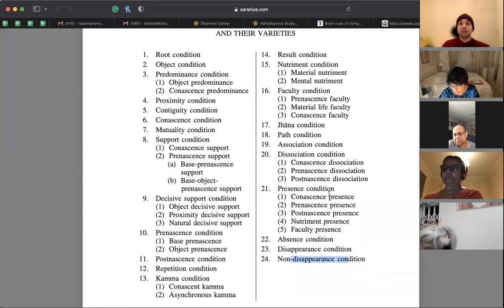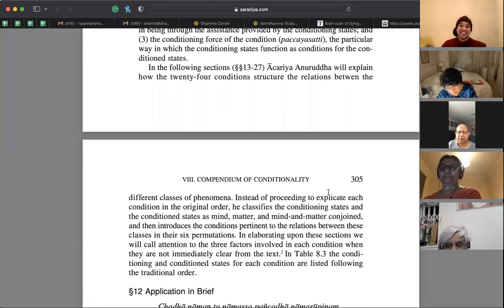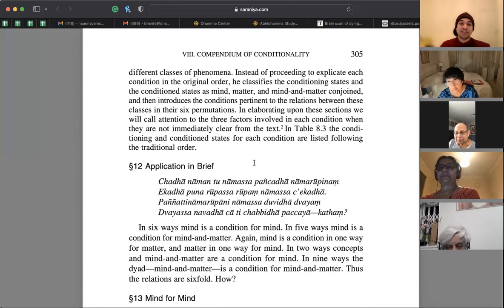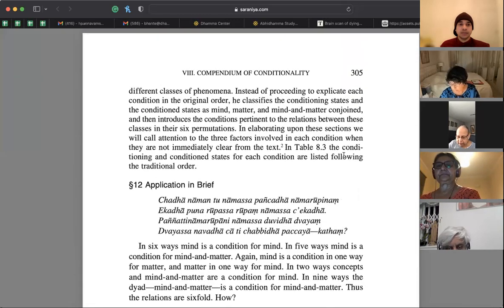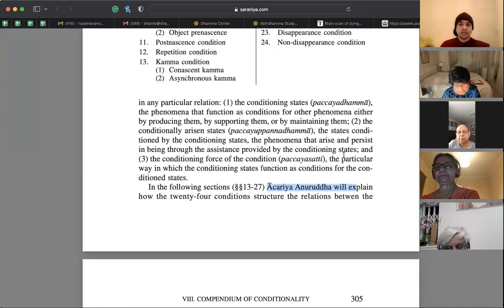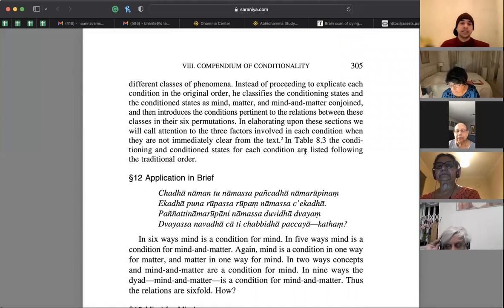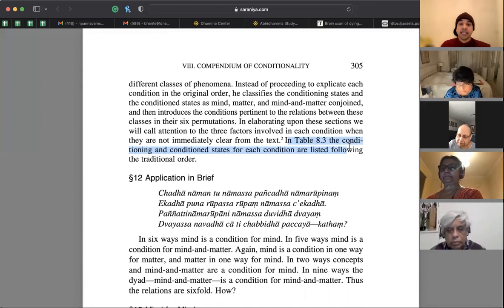So yes, it all sounds a little bit intimidating, isn't it? So don't worry about it. We're just going through it. We've not come into defining yet. In the following sections, verses 13 to 27, Acharya Anuruddha will explain. Oh no, we read this part. Did we? Yeah, right here. In table 8.3, the conditioning and the conditioned states for each condition are listed following the traditional order.